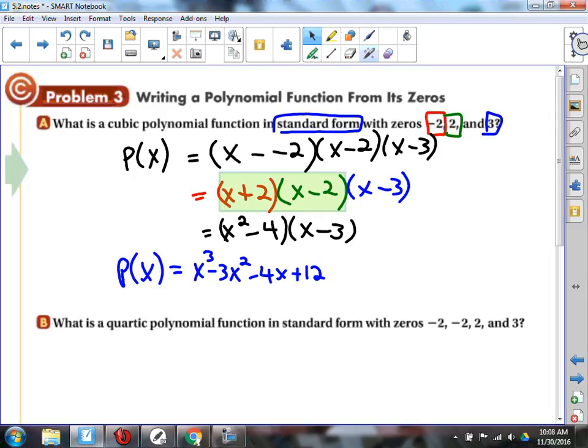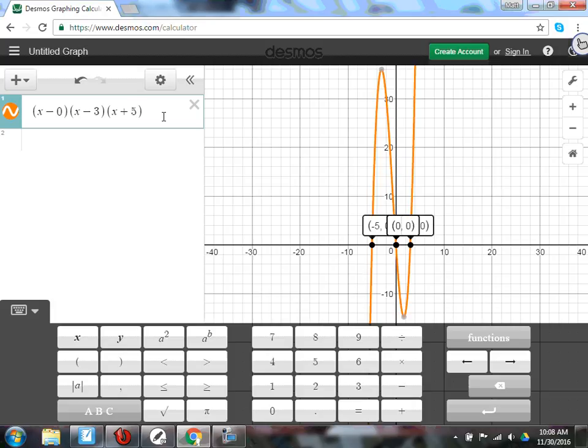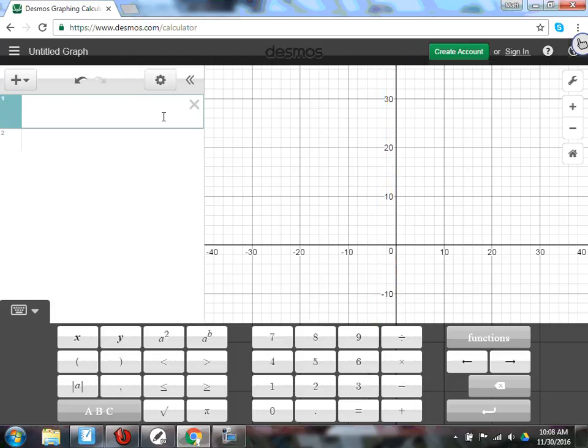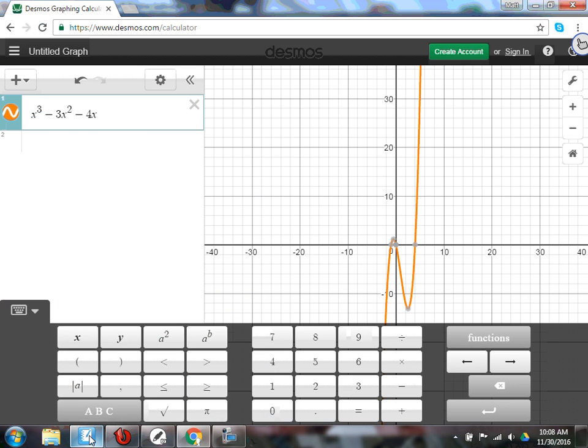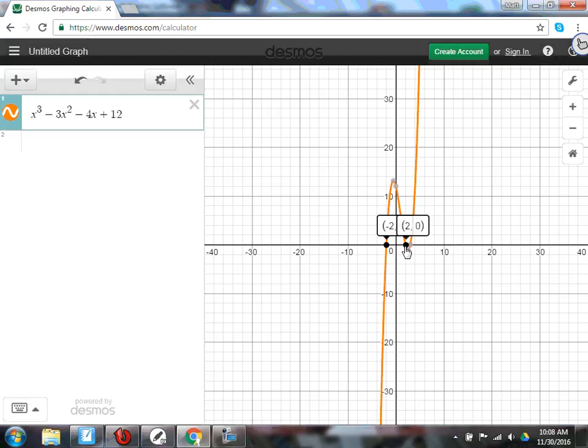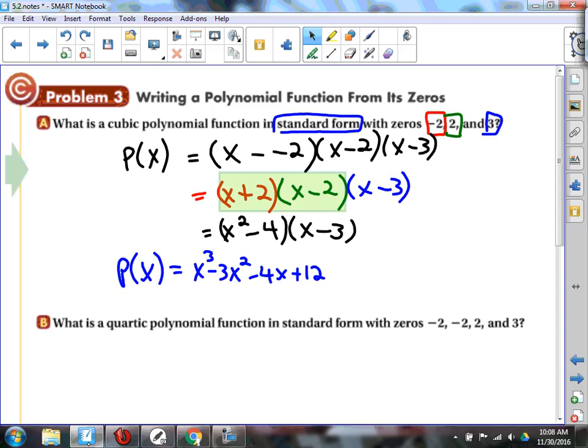So the nice thing about having a graphing utility handy is the fact that you can check yourself. So if we go to Desmos, we could graph x cubed minus 3x squared minus 4x. I think that's right? And then plus 12. And then we could check, is the x-intercept negative 2? Yeah. And 2. And 3. We did good. Okay. All right.